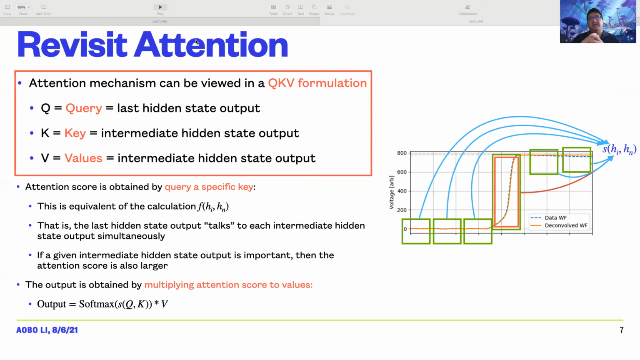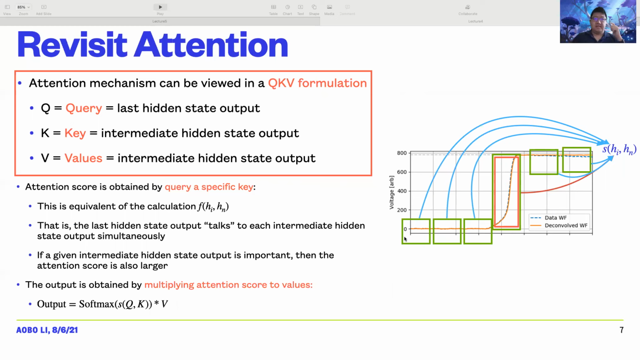So in the case of the attention mechanism, what we do is that we treat the last hidden state output, HN, as our query. So that's the one that asks for information. And then we treat each of the intermediate hidden state outputs as our key. So we are querying it. The last hidden state output talks to the ith intermediate hidden state output, which is a key, to extract the value. And then the value again is also the intermediate hidden state output. So we do a weighted sum on the intermediate hidden state outputs to extract the attention, the context vector.